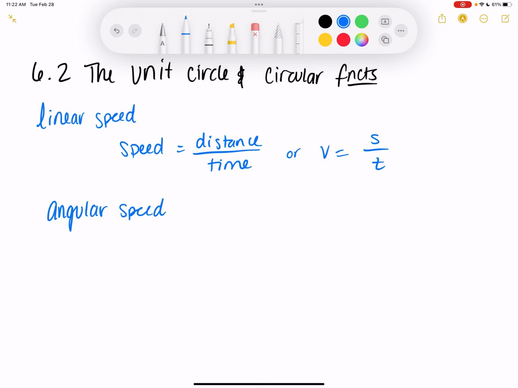for? Stomachache. Angular speed: W is equal to theta over T, where theta is in radians.